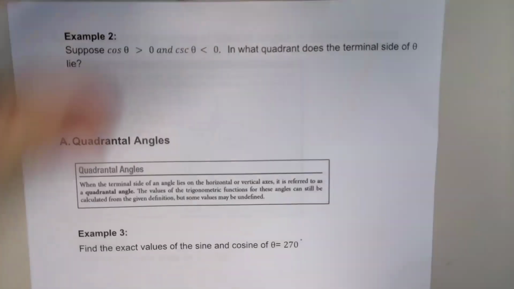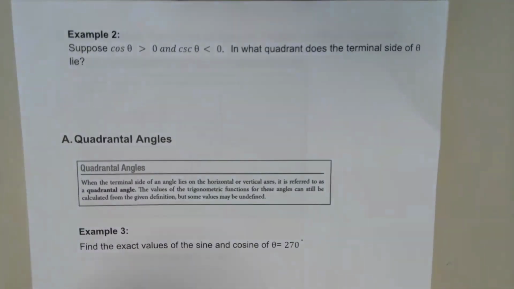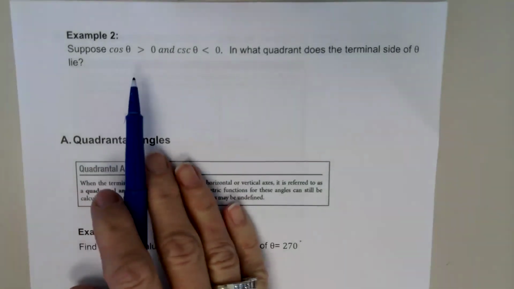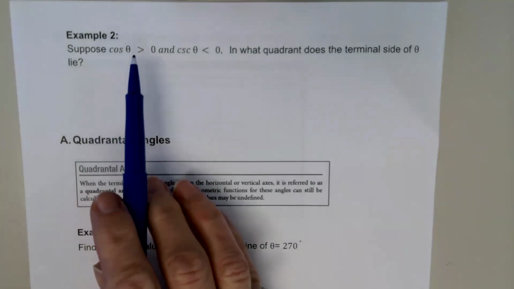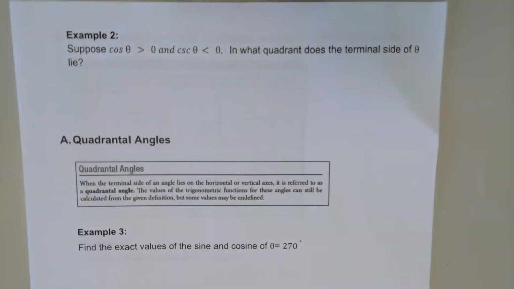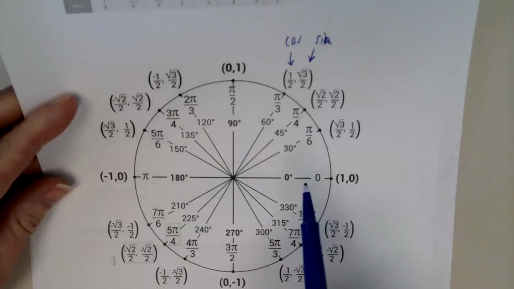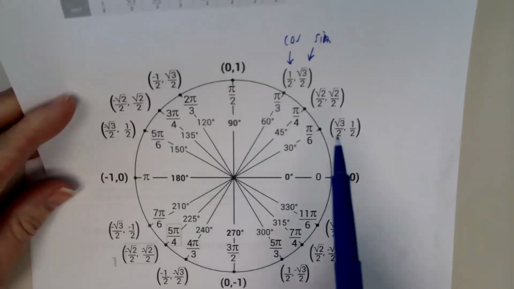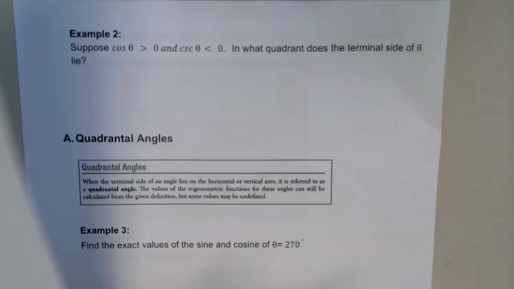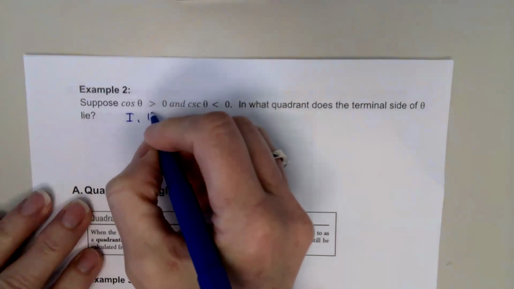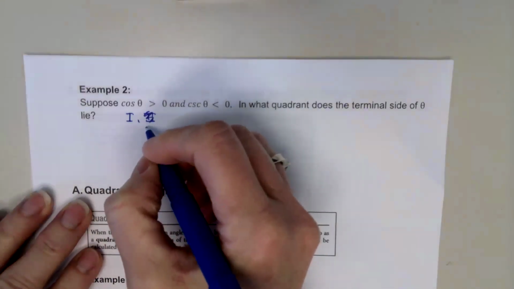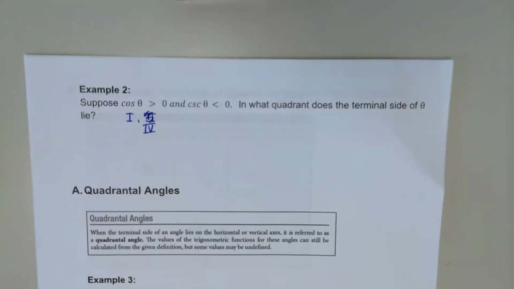So let's see if we can implement what we know about where the values of the trig functions are positive and negative. So suppose that cosine of theta is greater than 0. We know that cosine is x, and cosine is positive anywhere in the first quadrant and the fourth quadrant. So this is happening in the first and the second. I'm sorry, the first and the fourth. I pointed to the fourth and I said the second.